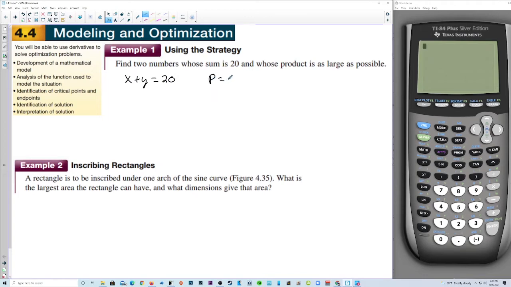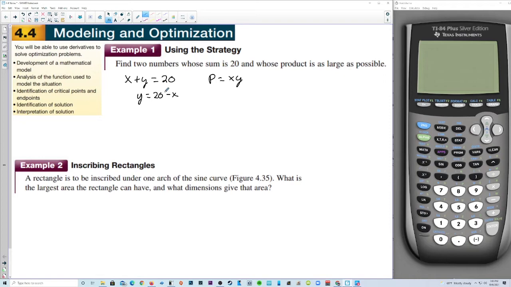Now the product is x times y. Now we're going to take the derivative of the product because we want to maximize this function. But I really don't want this function in two variables. I'd like to have it in one variable. So if we have to start the problem with two variables, we're going to try to eliminate one of them. Now over here, I can subtract x. So y is equal to 20 minus x.